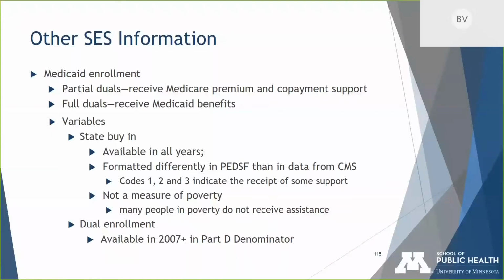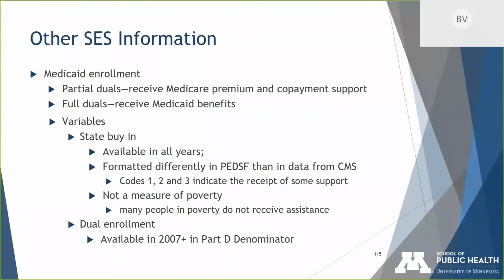There are a couple of variables that you can look at. A state buy-in variable is available in all years, but note that if you are used to using Medicare data, you will find that it's formatted differently, so I would encourage you to look at the codebook carefully. Codes 1, 2, and 3 indicate the receipt of some support. I would like to also note that this is not a really good measure of poverty. If someone qualifies for Medicaid or for premium support, they tend to have fewer resources, but not everybody with few resources does receive assistance from Medicaid. So it's specific but not sensitive, I should say.